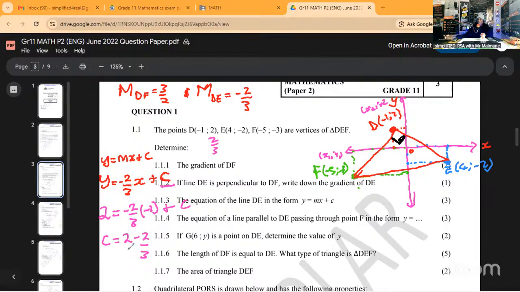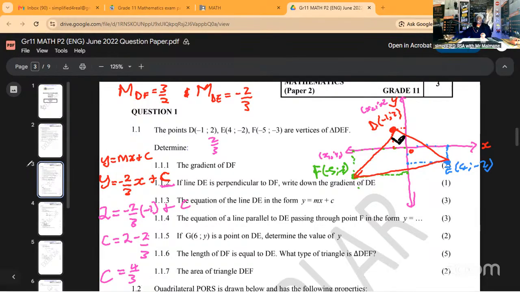I don't know how confident you are with solving fractions, but 2 minus 2/3 will give you that c is equals to, let me see, 6 minus 2, it would be 4/3. That's what I saw. C is gonna be 4/3.